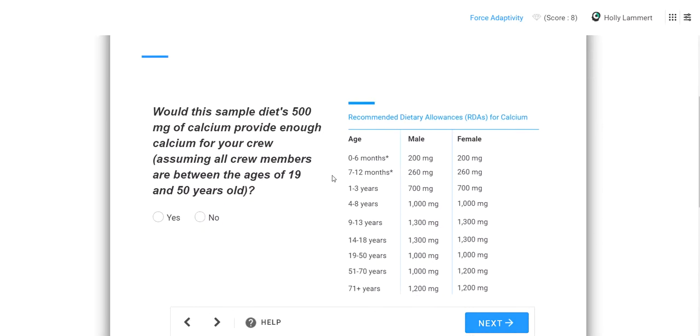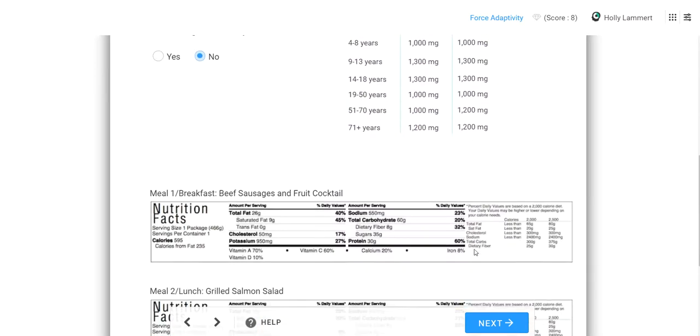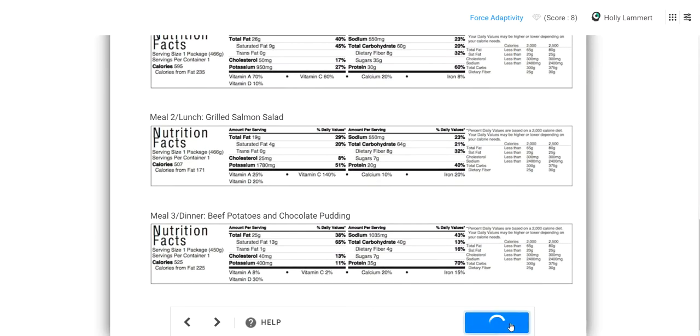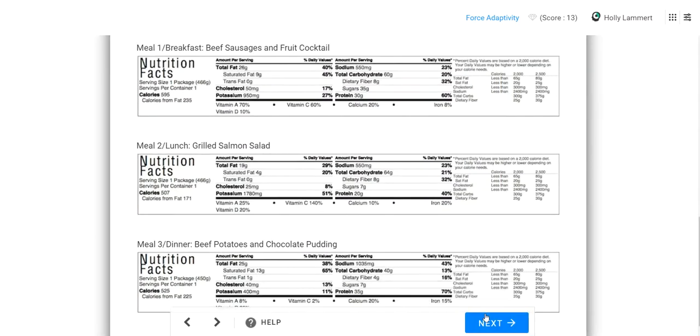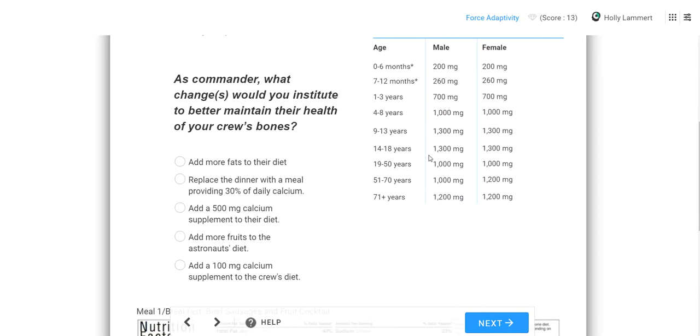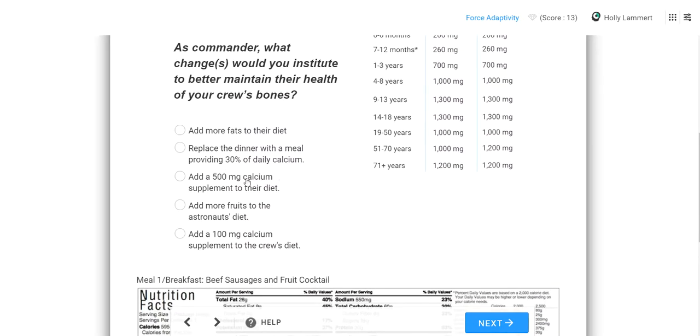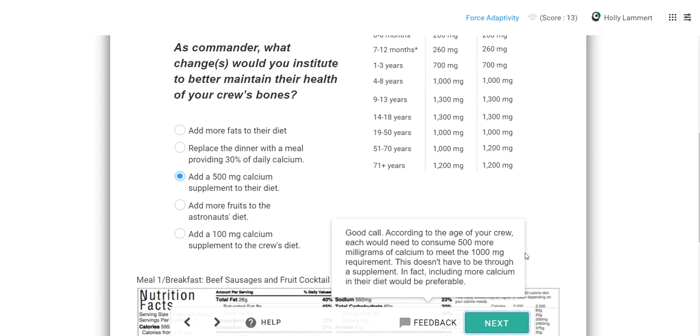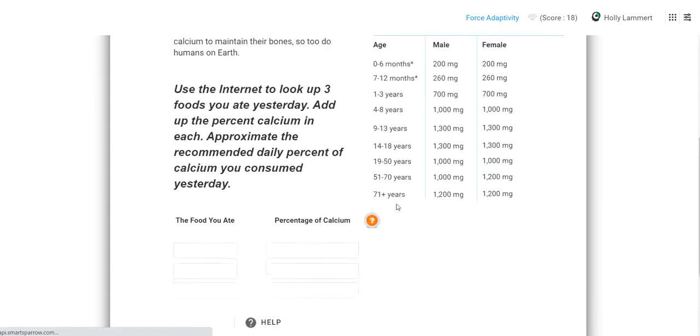Monitoring your crew's calcium intake. Would this sample diet be enough? No, remember, because okay, 19 to 50-year-olds need 1,000 milligrams. Okay, so we're halfway there. We gotta eat more foods that have higher calcium. What would we do then? I would add a supplement, because you don't need to necessarily eat any more calories.